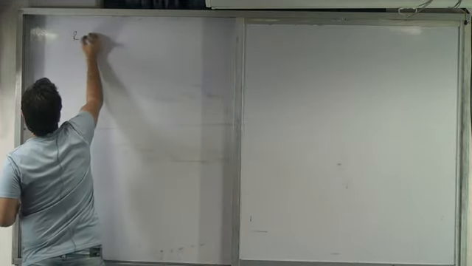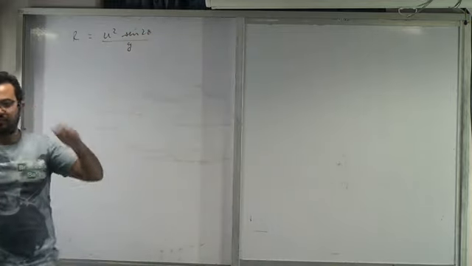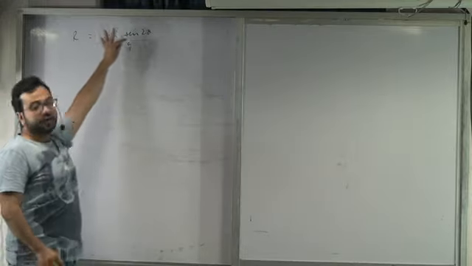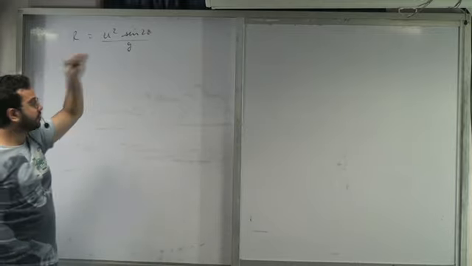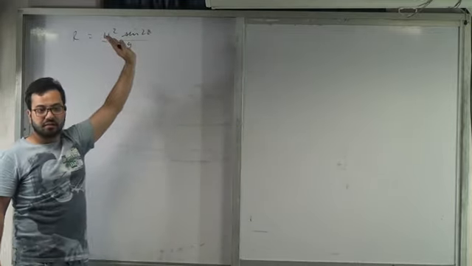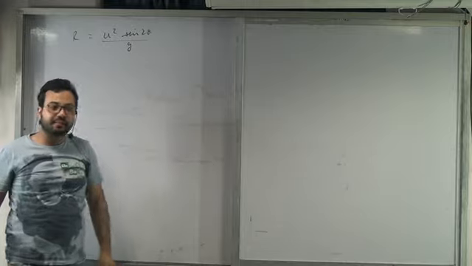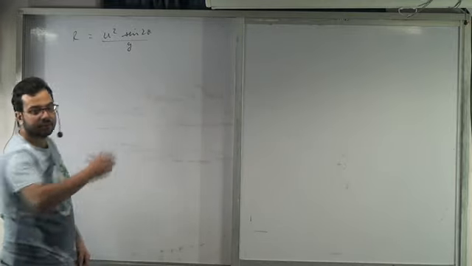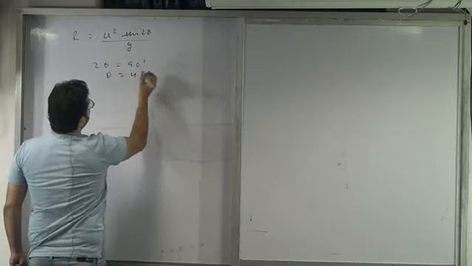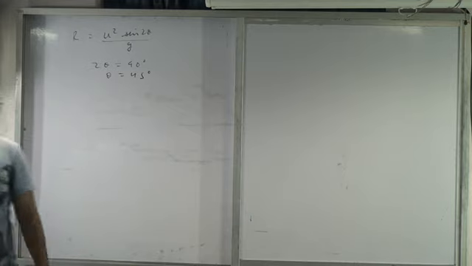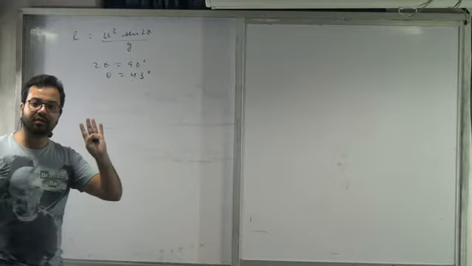Alright, so listen, range is equal to u square sine 2 theta by g. Alright guys, last 20-25 minutes. When is the range maximum? For a given speed, for different angles of projection, when will range be maximum? When sine 2 theta is maximum. When is sine 2 theta maximum? When 2 theta is 90 degree. You're absolutely right. So theta is equal to 45 degree. For theta equal to 45 degree, for a given speed of projection, the range will be maximum.